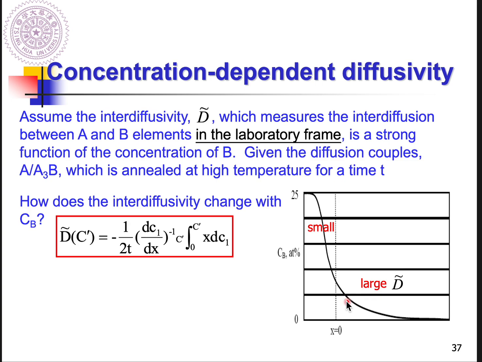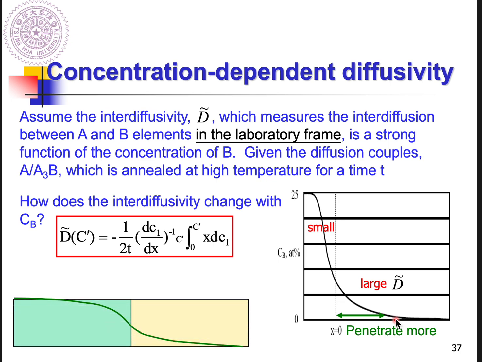That's how this result can explain why you observe more CB penetrating at this region instead of this region. Because the interdiffusivity D is large, you can observe more B atoms penetrate into a deeper region. Okay, they penetrate more here.